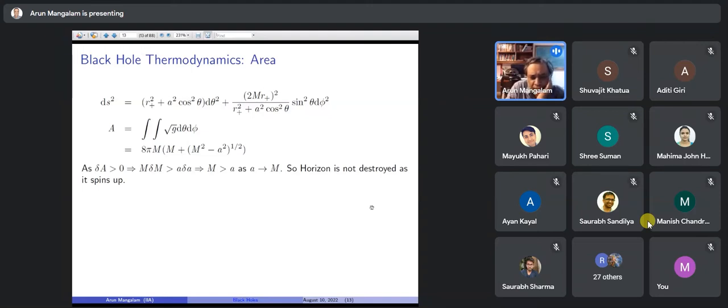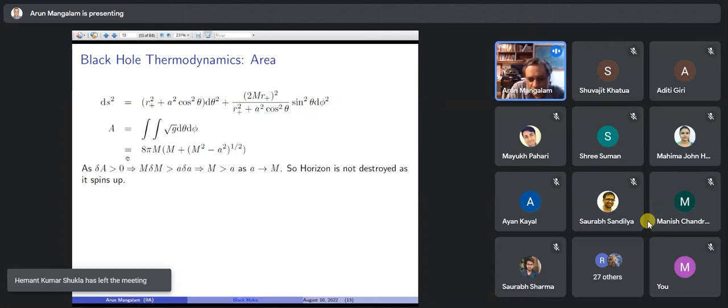There's another concept, the area of the black hole. I showed you the metric for a non-spinning black hole. This is one for a spinning black hole. You can actually calculate the area from this metric, and that turns out to be dependent on the mass and spin. That's given by this. And there's a relationship between area and entropy. We will discuss that next.